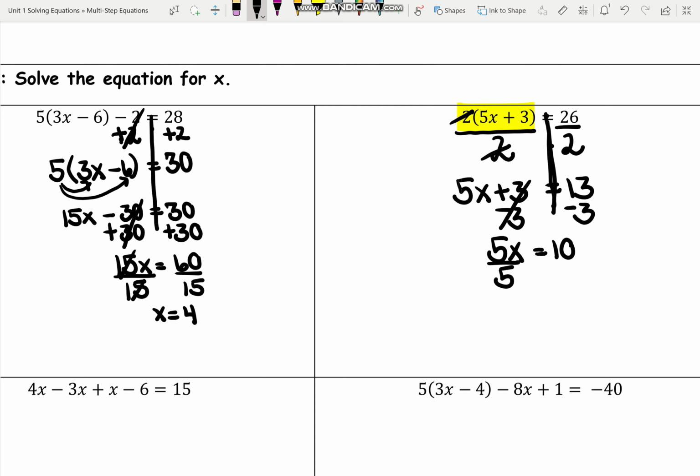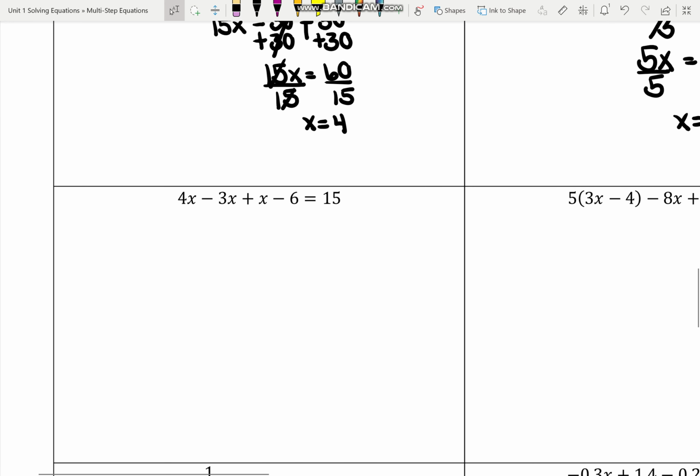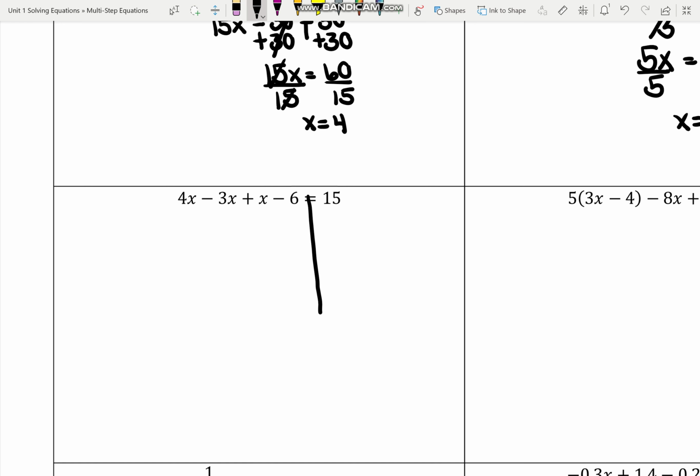And as long as you stay consistent in your rules and in your procedures, you will get down to the answer. So now when I look at this problem here, I'm going to draw my line. And this time I don't see any distributings, but I do want to combine my like terms. I do notice that I have an x here, an x here, and an x here.